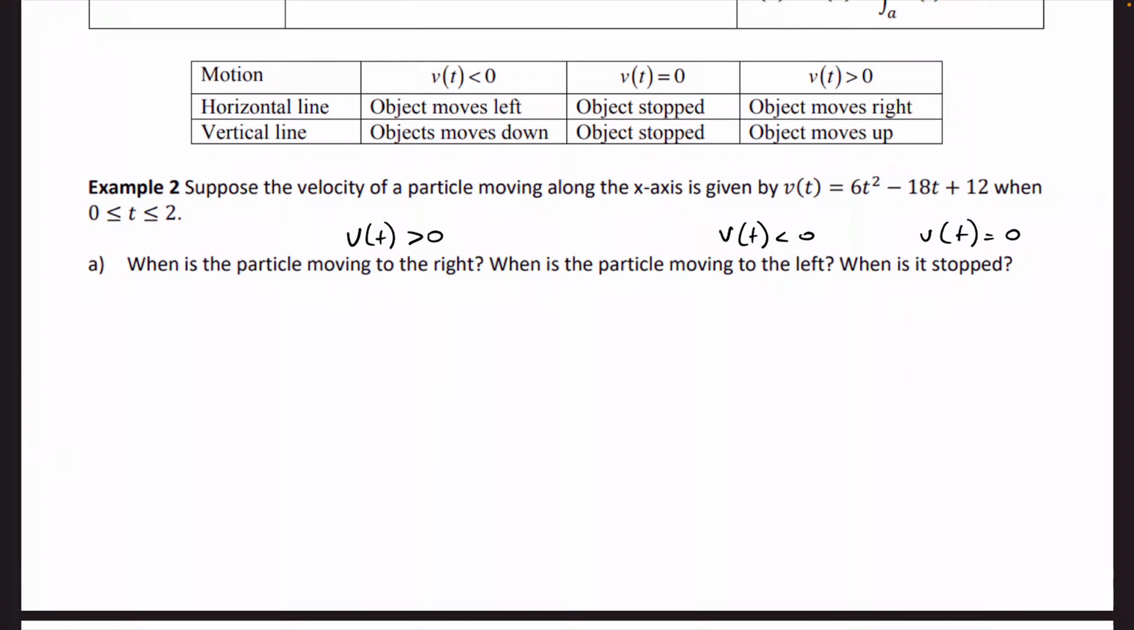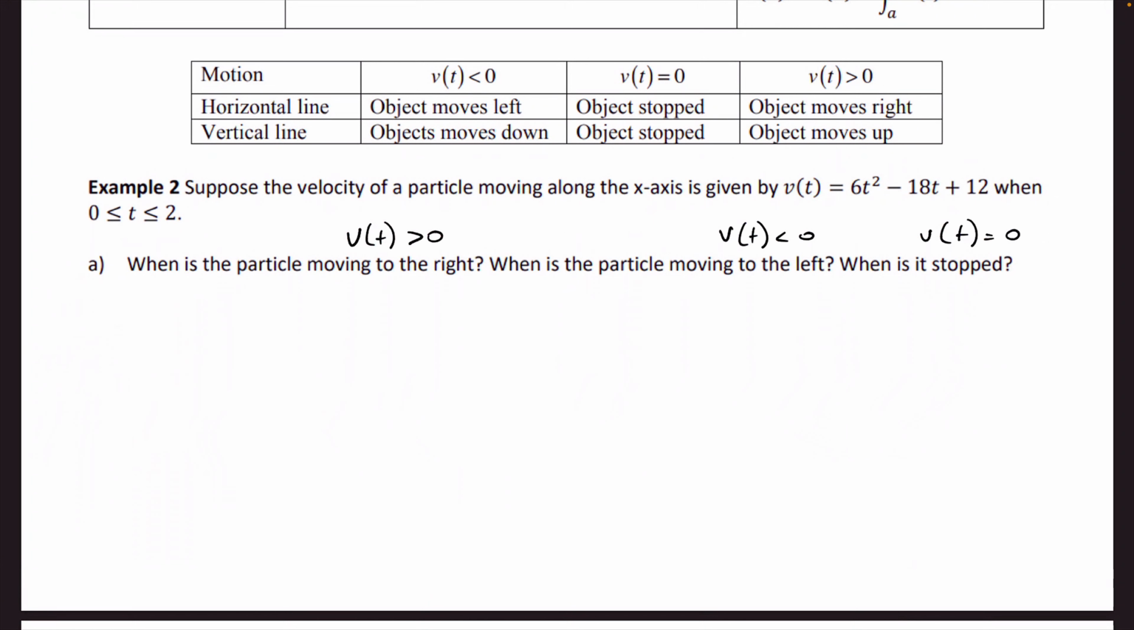So moving to the right, how do I figure out where V of t is positive or where V of t is negative or where V of t is 0? What do I need to do? I have V of t, so I have it. They told me, so I don't need to figure it out. It's 6t squared minus 18t plus 12.